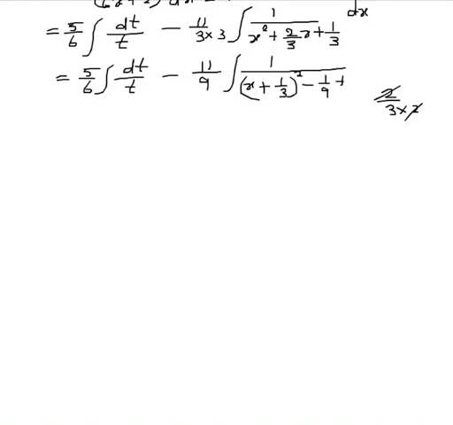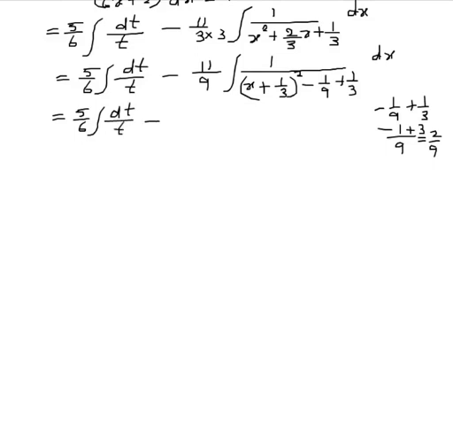Always subtract the b square term and write the constant term which is there in the previous step, into dx. Now minus 1 by 9 plus 1 by 3, let us simplify. It becomes 2 by 9. 5 by 6 integral dt by t, minus 11 by 9 integral 1 divided by x plus 1 by 3 the whole square, and this becomes 2 by 9. 2 by 9 can be written as root 2 by 3 the whole square.